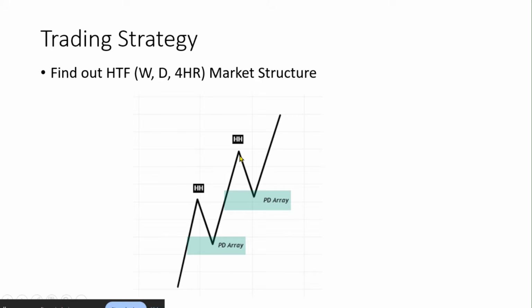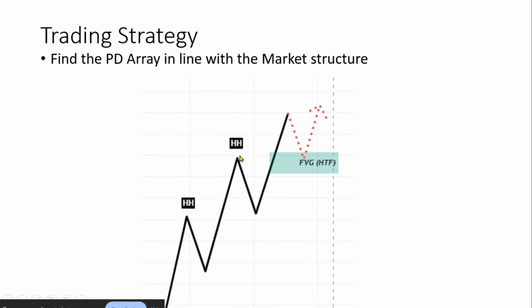So now, in this case here, this is a higher high, higher low, higher high. This is a bullish market. Then we look for a key level that is in line with the structure of the market. Our key levels are PDRAs. It can be fair value gap, order block, inversion fair value gap, breaker blocks, mitigation blocks, any PDRA that you see on that time frame, you're going to mark it.